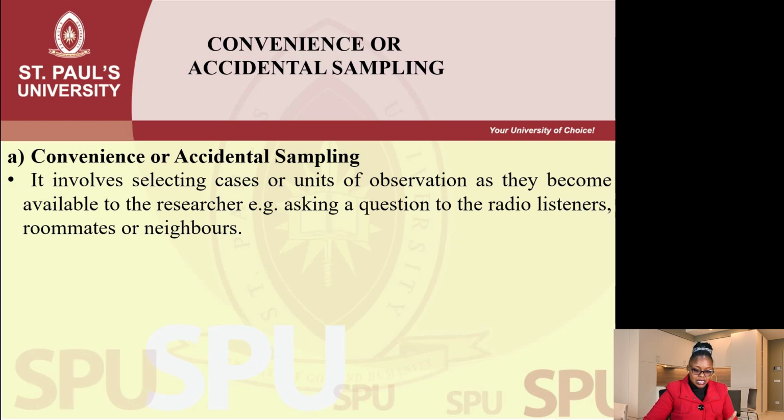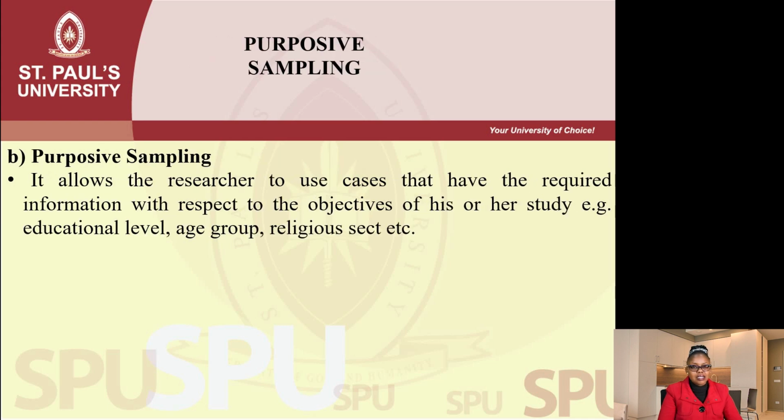St. Paul's University staff member is affected by the issue that I'm researching on. And so they have the information. So after that, now you collect data. That's why it's called accidental. It's anybody you find.